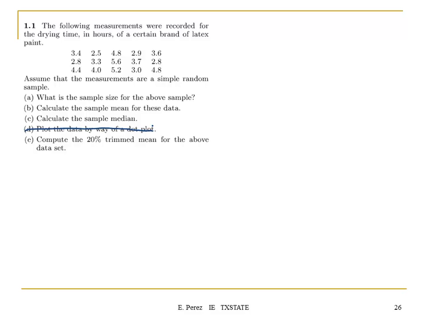Okay, so remember for the trimmed mean, you have to discard 20% at the top and 20% at the bottom of your observations. So you first need to order them in non-decreasing order, and then delete the top 20%, delete the bottom 20%, and then compute the average.